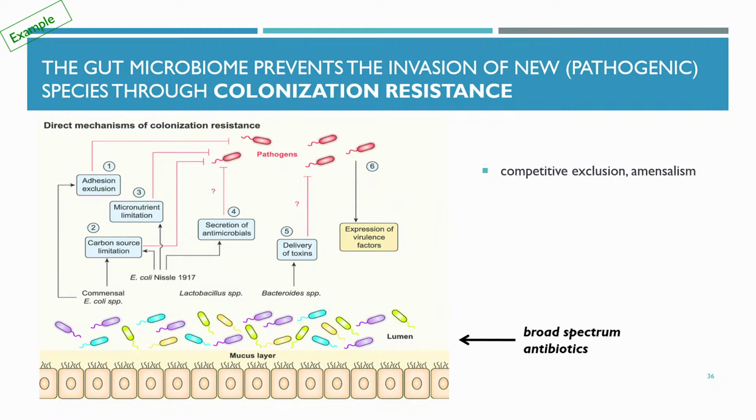They also secrete antimicrobials or antimicrobial peptides that can combat pathogens. And if they see pathogens, they could potentially deliver toxins. They can create toxins that will then block these pathogens. But these pathogens are also smart in their own way, and they can express certain virulence factors and do different things that can cause them to break this barrier.